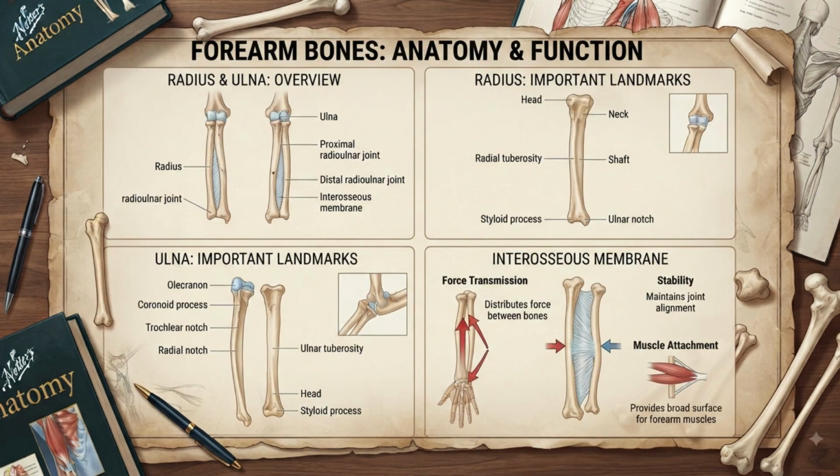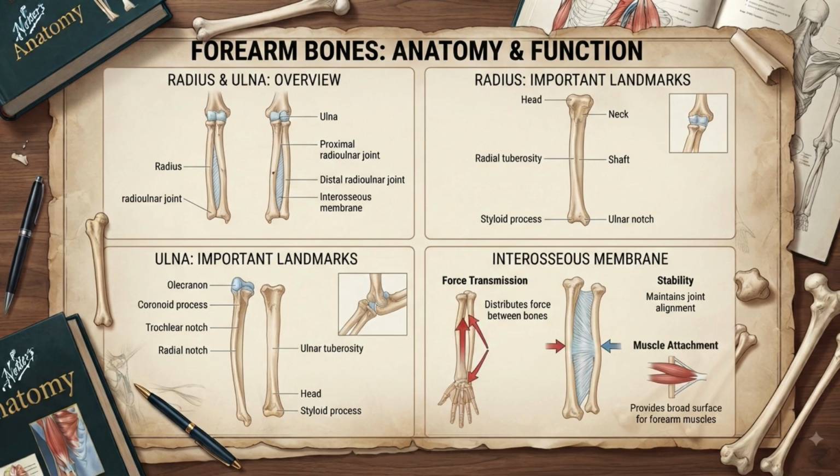The forearm contains two bones, radius and ulna. In the anatomical position, the radius is on the lateral or thumb side, and the ulna is on the medial or little finger side. The two bones are connected by the interosseous membrane. They work together to provide structural support and allow the forearm to rotate during pronation and supination. Remember the basic orientation. Radius is lateral, ulna is medial.